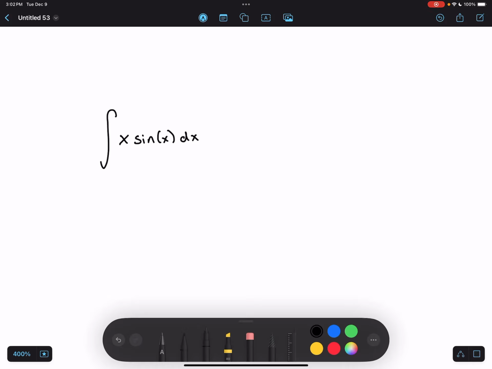We have the integral x sine x dx, and this is a clear product in the integrand. So that indicates that this is an integration by parts question. So what we'll do first is we'll let u equal x, because we can simply differentiate u to get dx, and then we'll let dv equal sine x. We can easily integrate sine x to get v, which is negative cosine x.